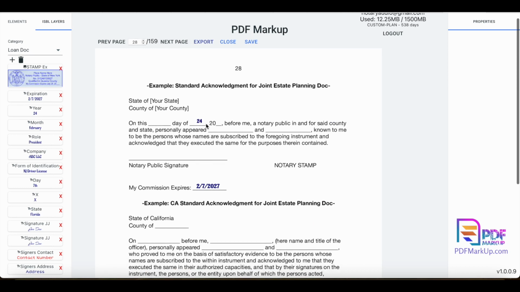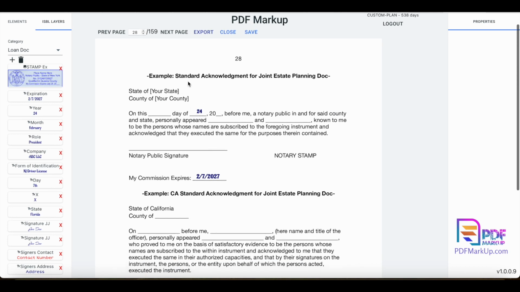So let's go over to here. We have an example of a standard acknowledgement for a joint estate planning document, okay? So here we have our state, our county. This is all the same stuff. So you know it's the state you're in, the county. Not going to fill that out. You guys should have that part down pat by now.